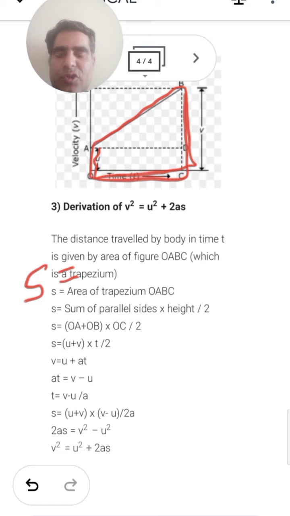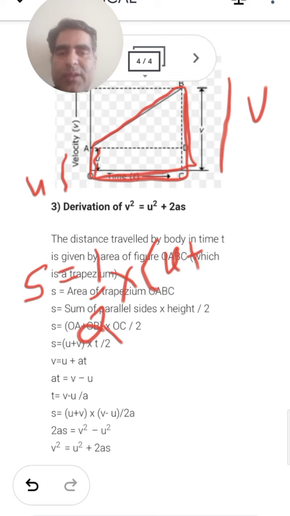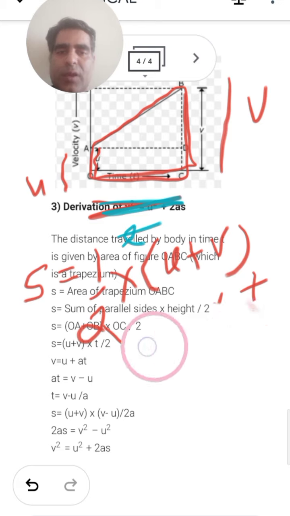So you will write down this as half into sum of parallel sides. Sum of parallel sides means this distance and this distance, and you know that here it is given as U, and this total is given as V. So you will write down this as U plus V. Half into sum of parallel sides into height, and the value of height is given as T. Height means this distance from here to here. This distance is said to be height. So this distance is given as T. So you will write down this as half into U plus V into T.